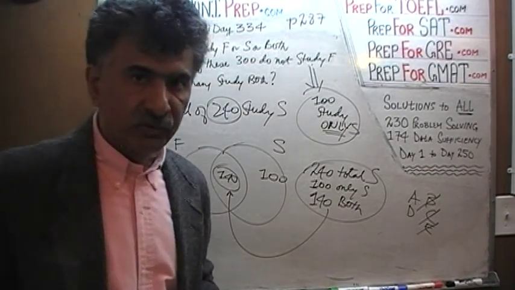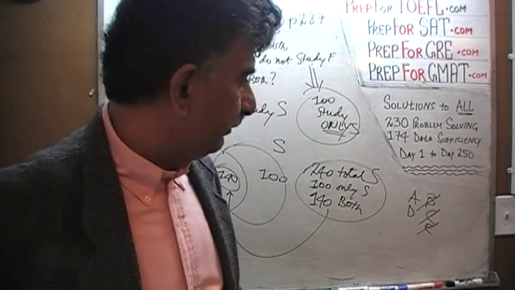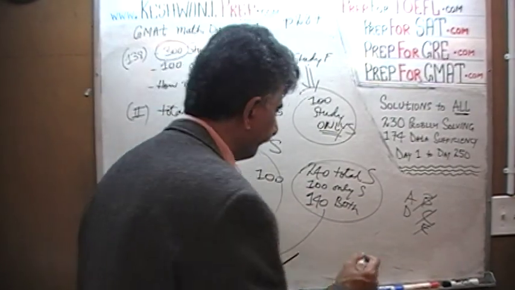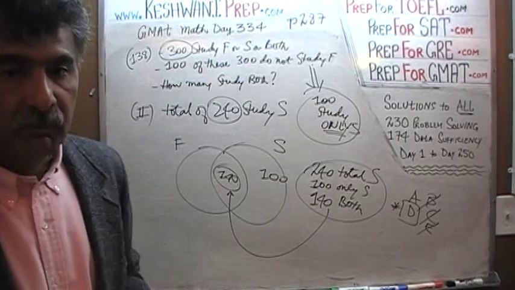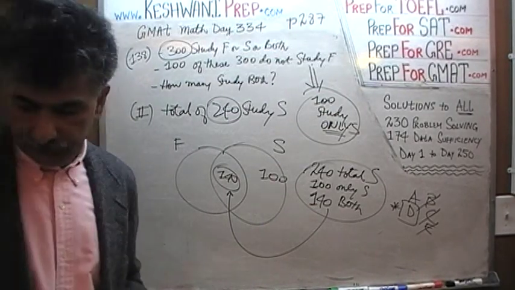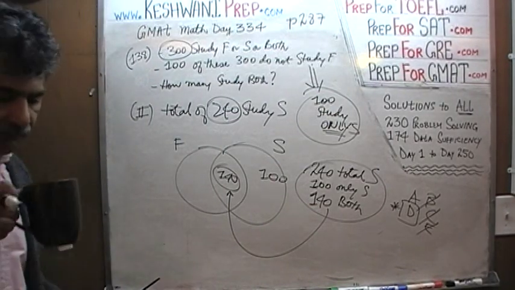This was actually quite a straightforward, simple Venn diagram problem. The answer is D. Either of these statements will do the job nicely by itself. Let's go to the next one, number 139.